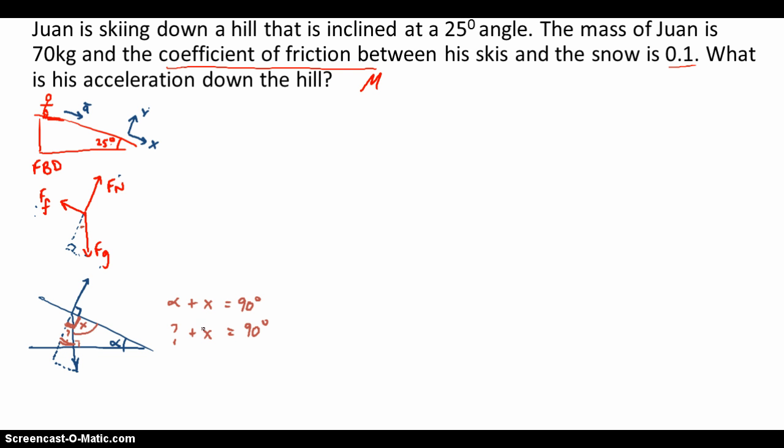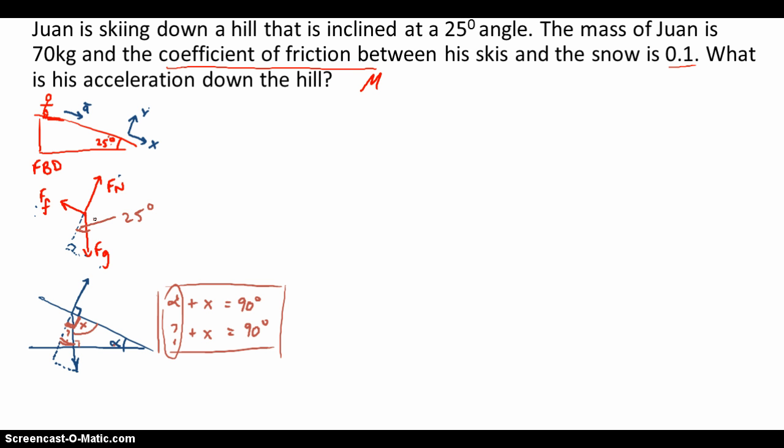Now looking at these two statements, you might be able to see that these two must be the same number, right? If x plus alpha is 90, and question mark plus x is 90, question mark and alpha must be the same thing. So in our diagram, if this is 25 degrees, that means this must also be 25 degrees. So I'll just draw an arrow in here. 25 degrees.